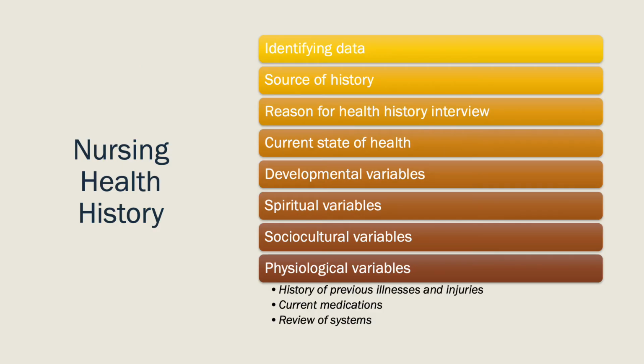When performing a nursing health history, we want to take all of the following into consideration. So the types of data that we have, so objective versus subjective, sources of the history, so whether they are primary, secondary, or tertiary, reason for the health history interview, so is it a new admission, is there something new going on, current state of health for that patient, and how that compares to their previous health, developmental, spiritual, sociocultural, and physiological variables. And your physiological variables include understanding of previous illnesses or injuries for that patient, their current medications, and a review of their bodily systems.